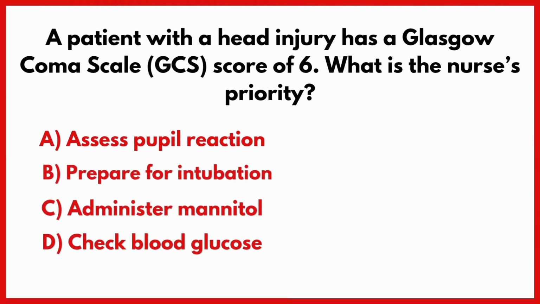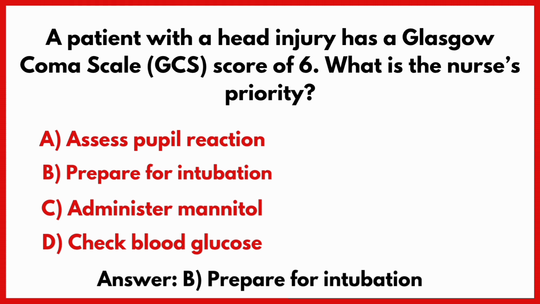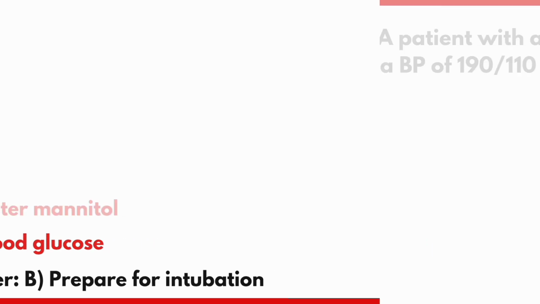A patient with a head injury has a Glasgow Coma Scale score of 6. What is the nurse's priority? Correct answer is option B, prepare for intubation.